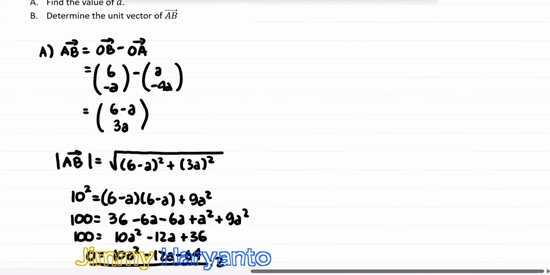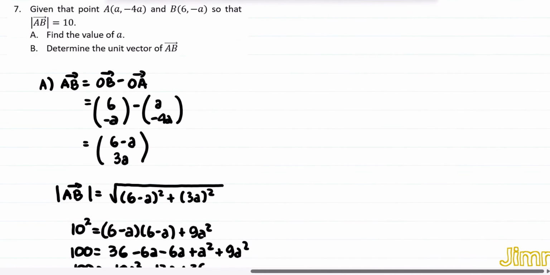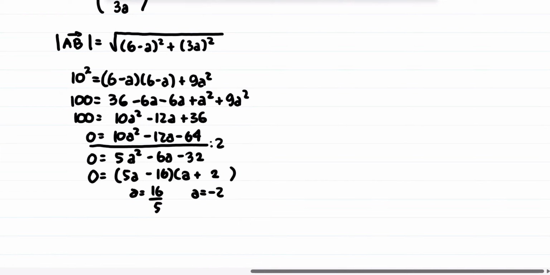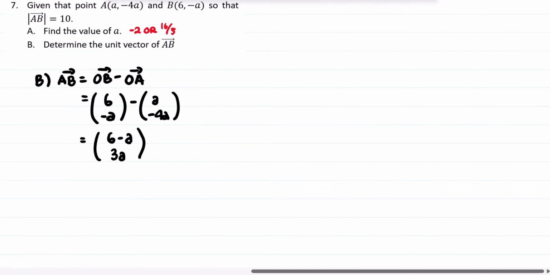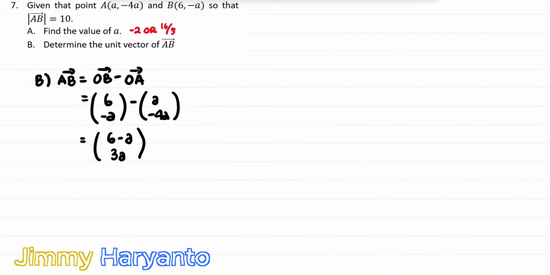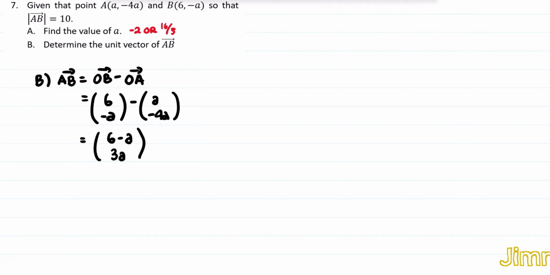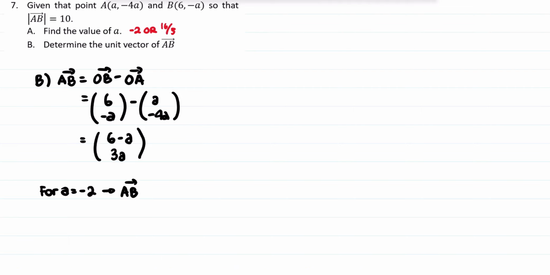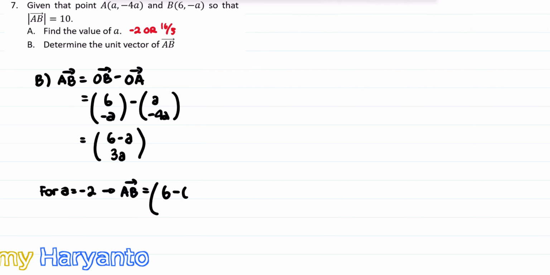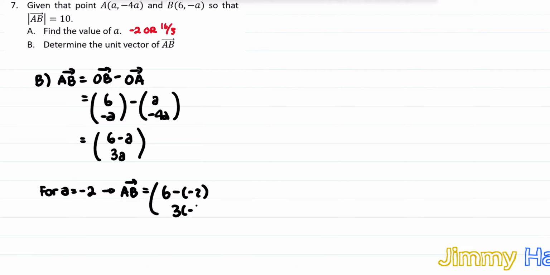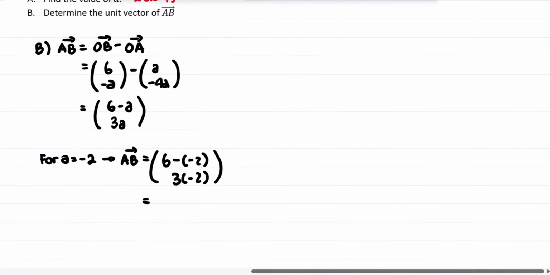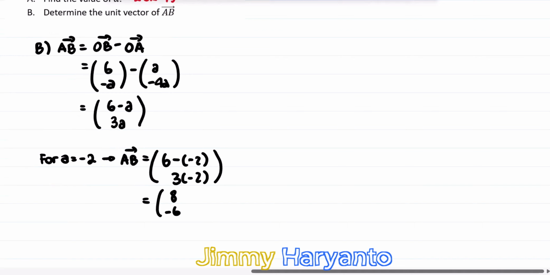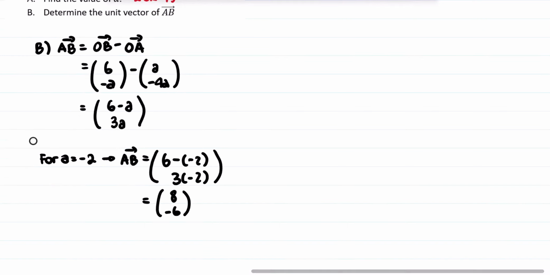The question wants you to find the value of A. The possible values of A are both of them. Both of them are satisfied. Next, for question B, the question wants you to find the unit vector of AB. That means we have to find the vector first. For A equals negative 2, that means AB equals 6 minus negative 2, 3 times negative 2. So you have 8 and also negative 6 as the vector of AB.